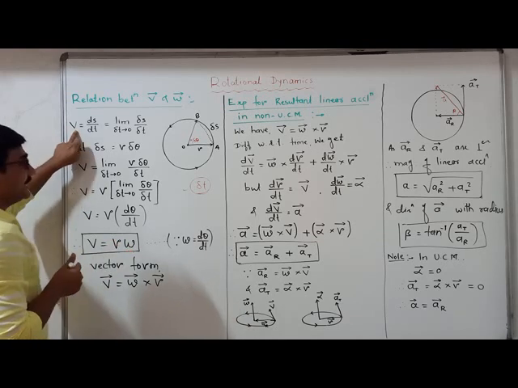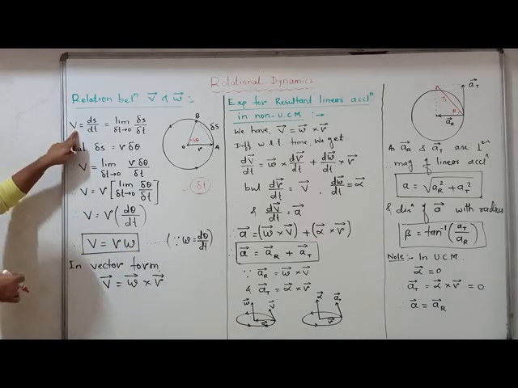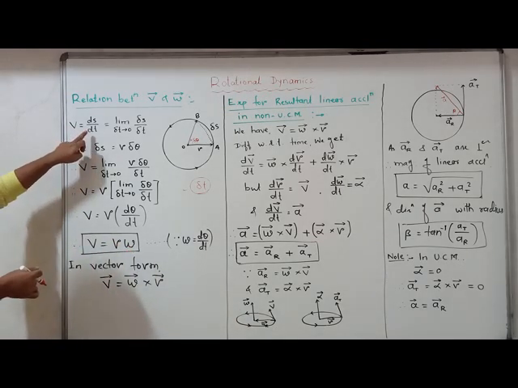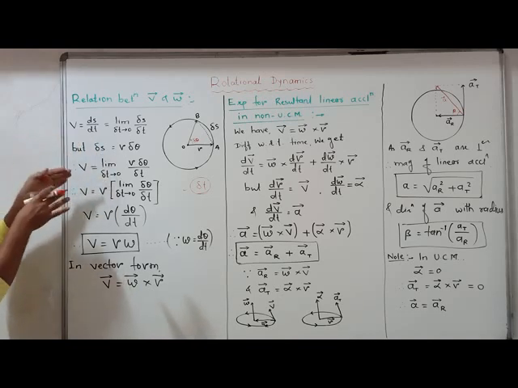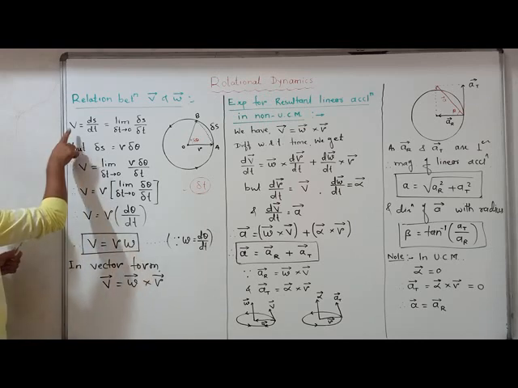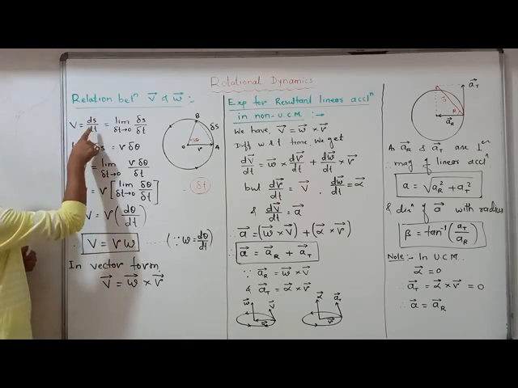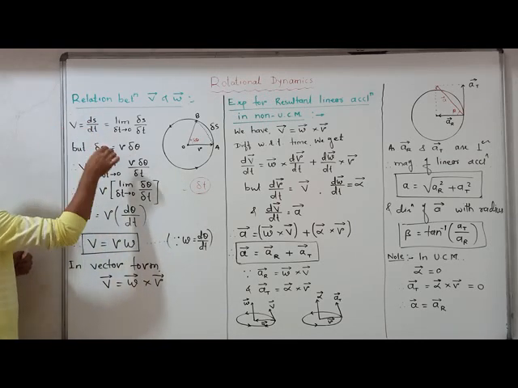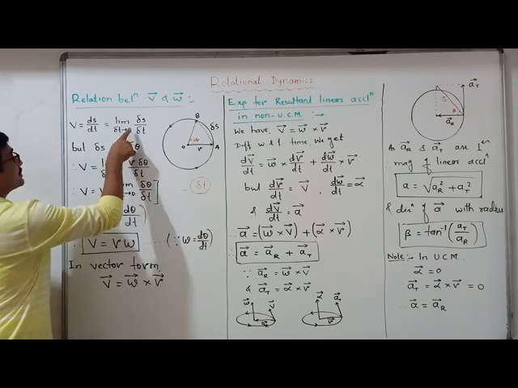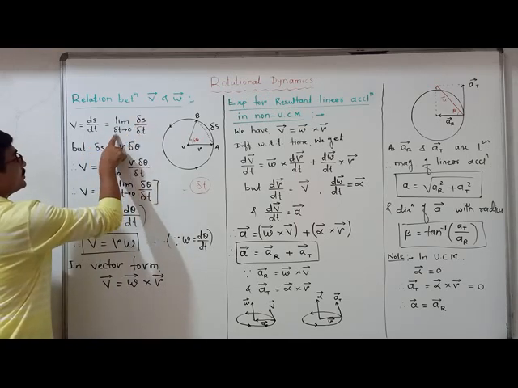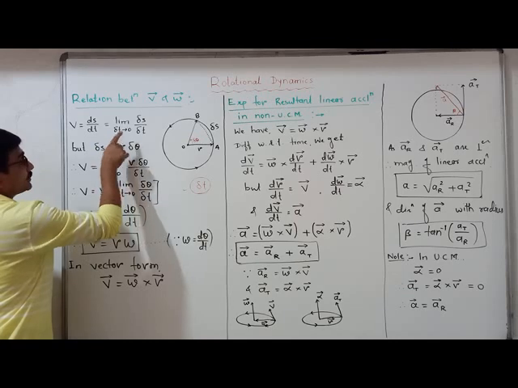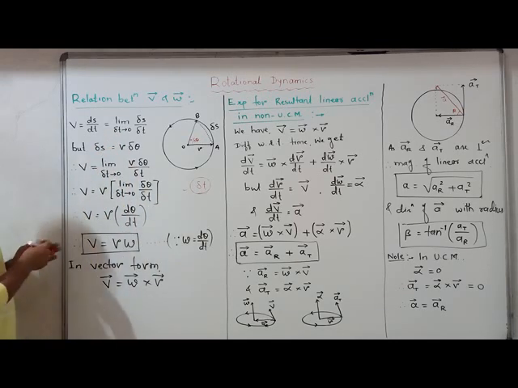Now the magnitude of linear velocity is defined as the rate of change of displacement with respect to time. So mathematically we can write v is equal to ds upon dt. Now in limit form, limit del t tends to 0, del s divided by del t, as we know that the time goes to 0, which means it is very small.